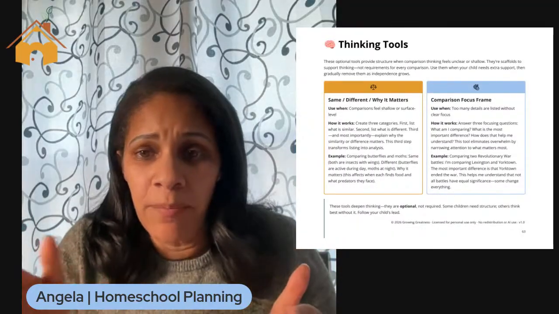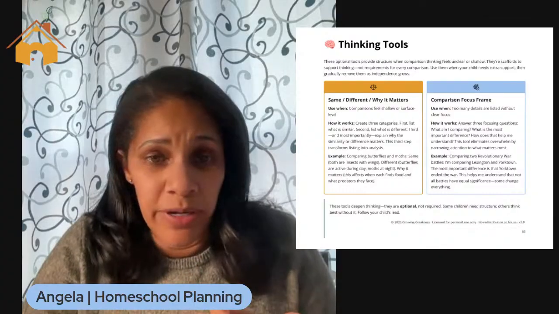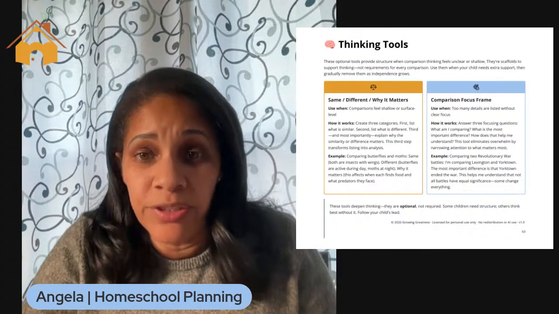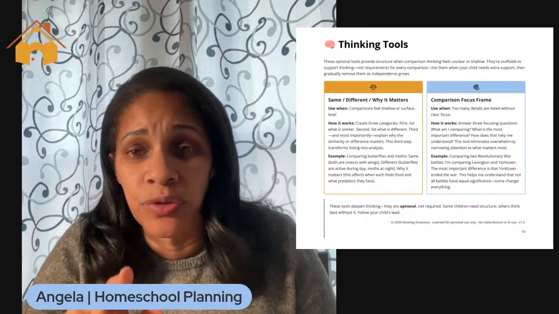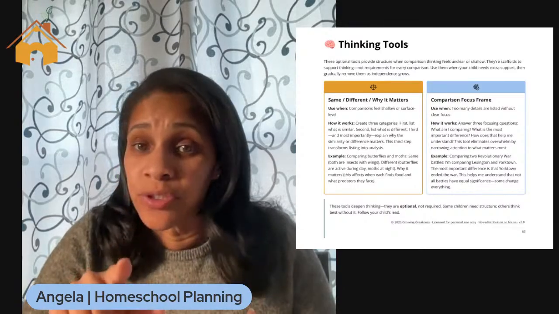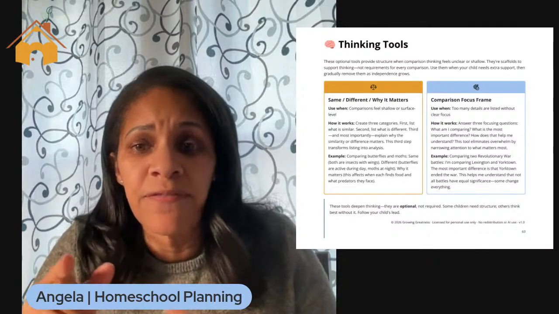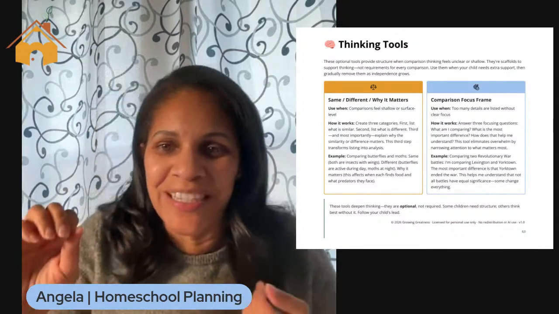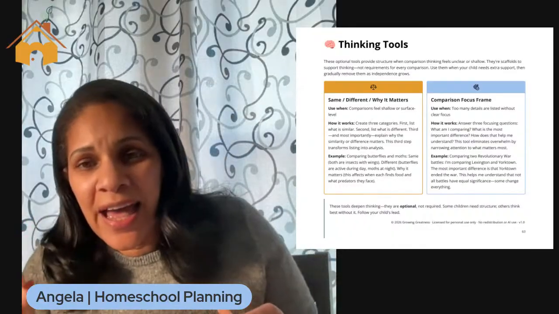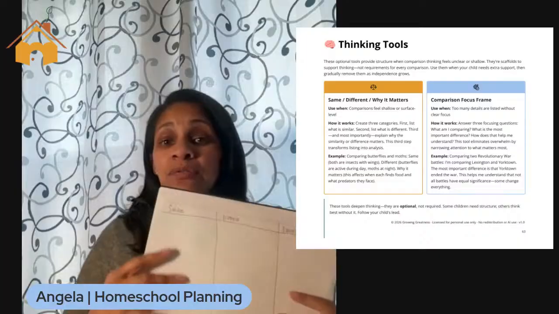So comparing butterflies and moths. The same: they both are insects, they both have wings. They're different because butterflies are active during the day, and moths are active at night. Why does it matter? Because this affects when each finds its food and the predators that they face. That was just a quick example.